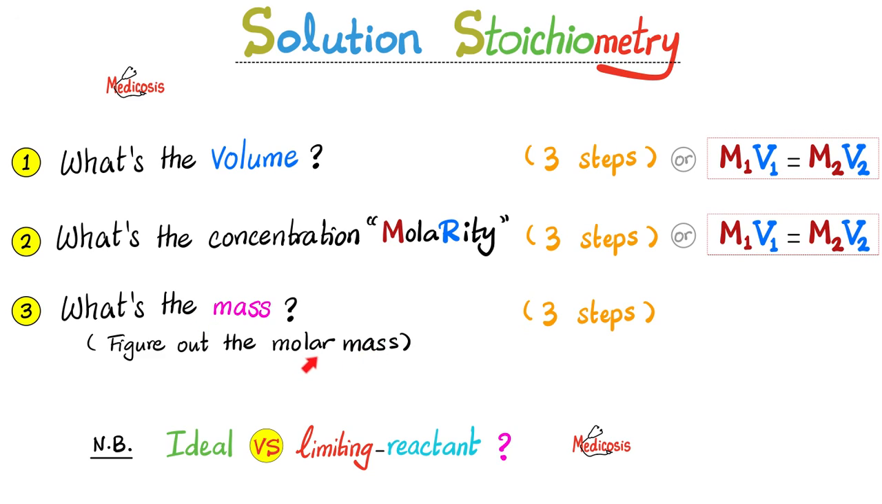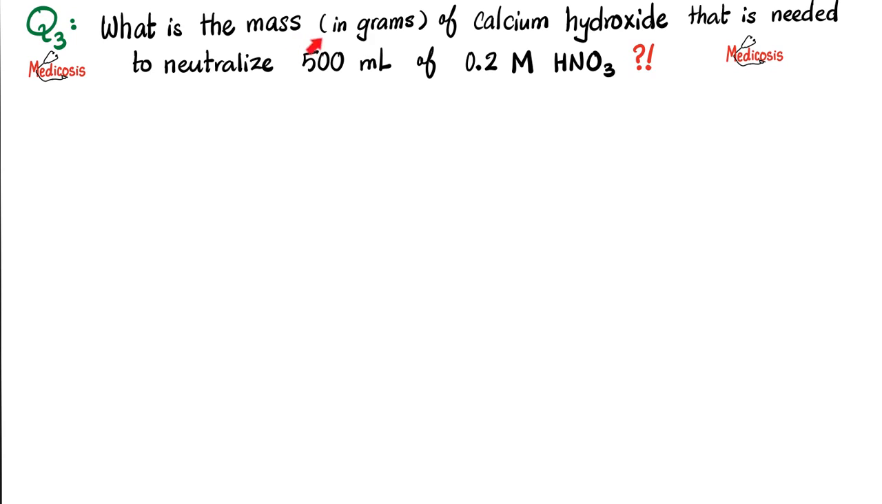Molar mass is measured in grams per mole. Mass is measured in grams. And to find the molar mass, you need to bring your periodic table with you. Problem number 3. What is the mass in grams of calcium hydroxide that is needed to neutralize 500 ml of 0.2 molar HNO3? Pause the video and get comfy.